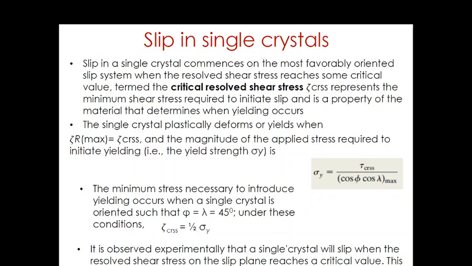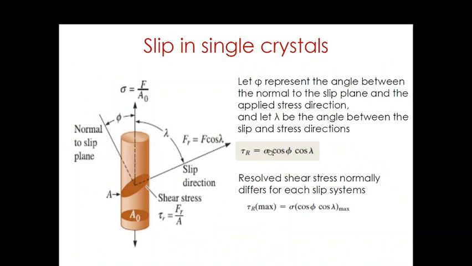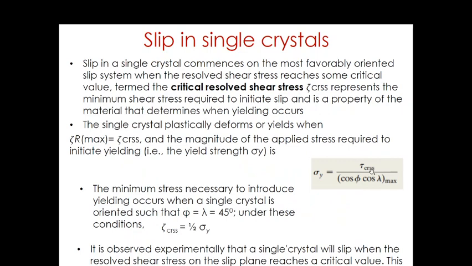The single crystal plastically deforms or yields when tau r maximum equals tau CRSS, and the magnitude of the applied stress required to initiate yielding is sigma y. You can rearrange the terms and write this equation: sigma y equals tau CRSS divided by cos phi cos lambda, that is maximum.